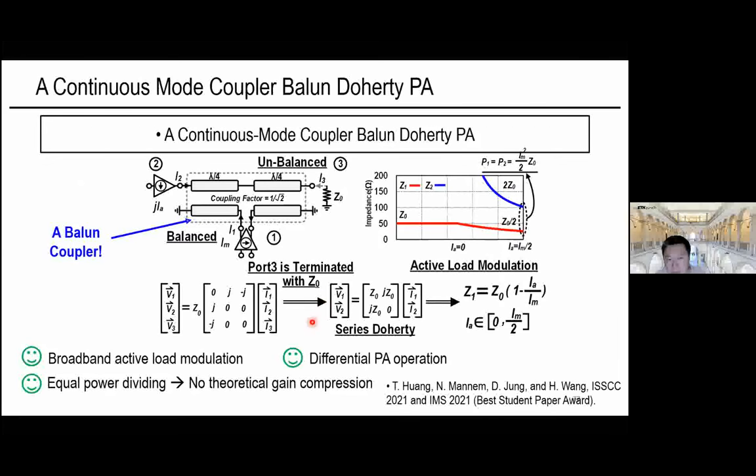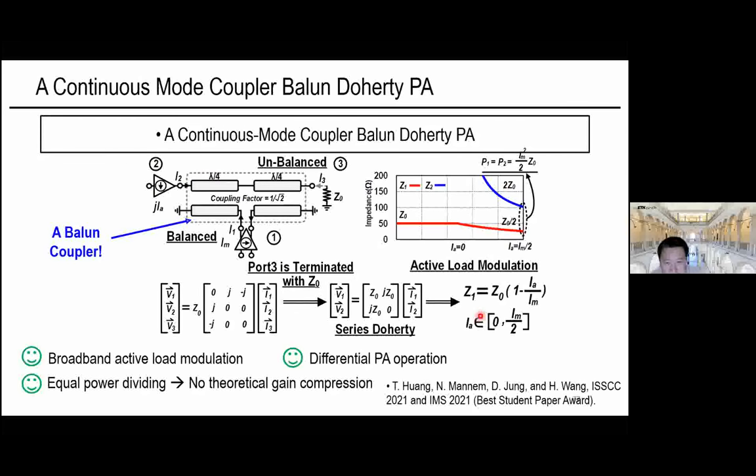So, different from the LMBA, my group actually proposed this coupler balun, and we use the coupler balun as the output load modulation network. It is actually a combination of two couplers. If we drive port one, which is a coupler balun, using a differential main amplifier, and drive port two with an aux PA, and terminate port three with the antenna load, we can see that the main PA's load impedance is exactly modulated by the aux PA and the current.